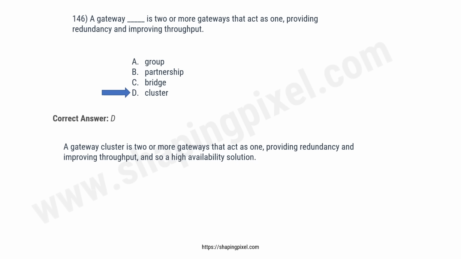Question number 146. A gateway dash is two or more gateways that act as one, providing redundancy and improving throughput. And we have four options: group, partnership, bridge, cluster. So the right answer here is option D, cluster. A gateway cluster is two or more gateways that act as one, providing redundancy and improving throughput, and so a high availability solution.